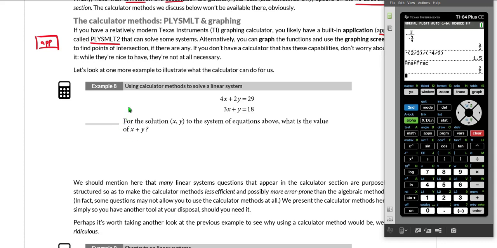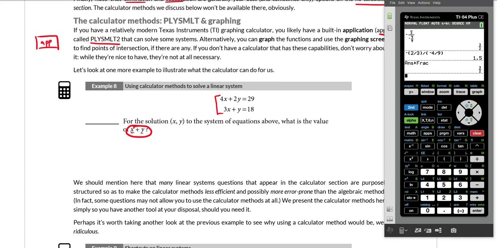So let's go over how to do example 8 with both of these methods. You might want to just follow me through this since this will be new to a lot of you. So we are given a system of linear equations here. We are being asked what the sum of x and y are. So we need to find the solution to this system, the xy point of intersection of these two lines, and then we need to add those two values together.